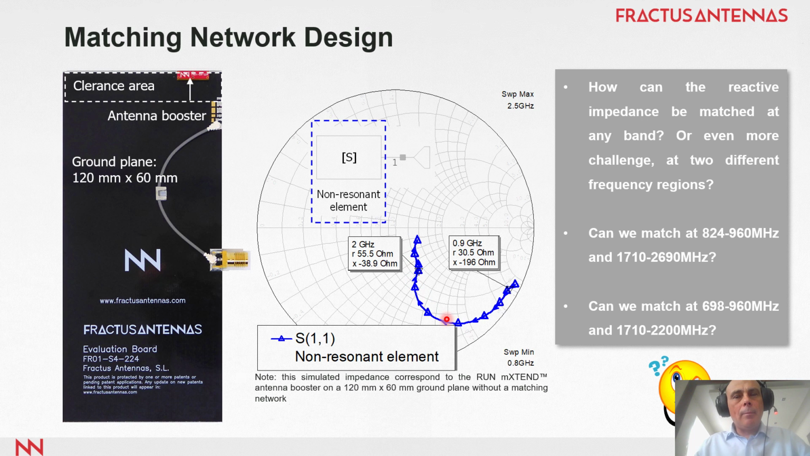But this is not a problem because we have the flexibility to tune this at any frequency band we want. Imagine we want to match only at ISM frequency bands. Can we do it? Yes. We can use a matching network to put this in the center of the Smith chart. Can we match this simultaneously at low bands of LTE and high bands? The answer is yes, with a matching network. So we will see how we can do it.